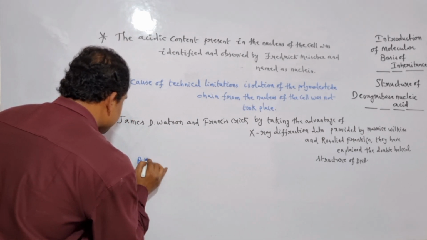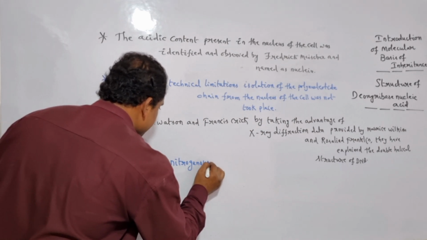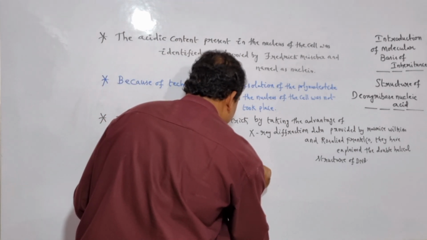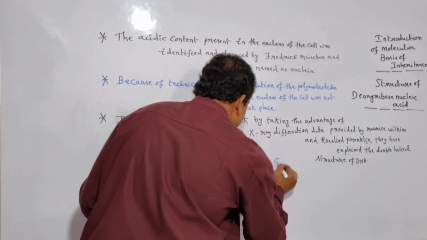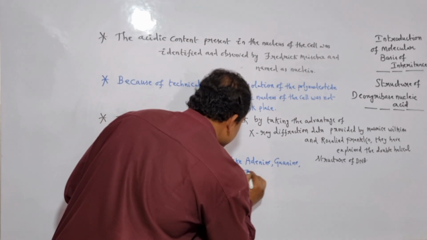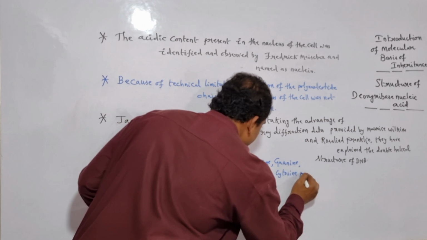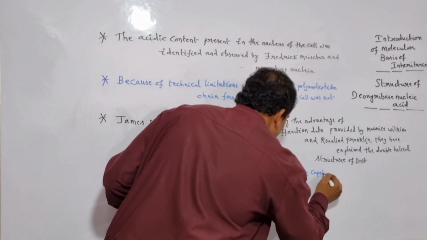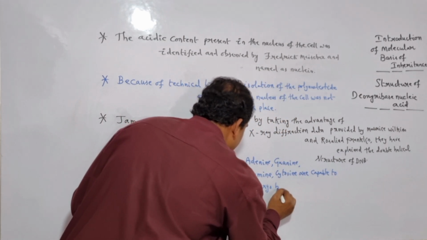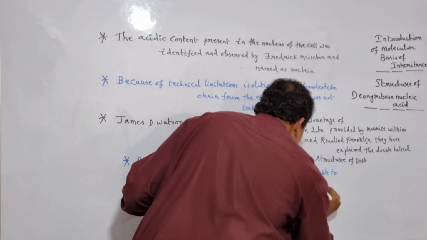All the nitrogenous bases like adenine, guanine, thymine, cytosine are capable of undergoing base pairing because of complementary relationship.